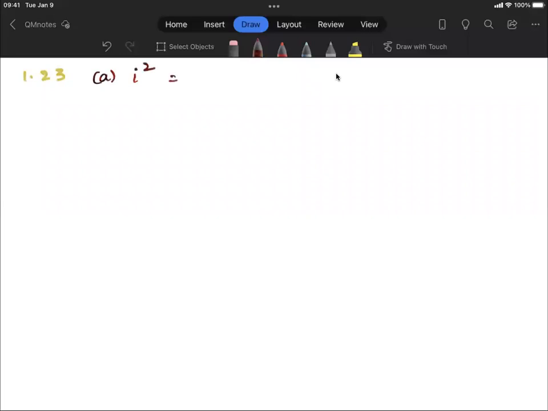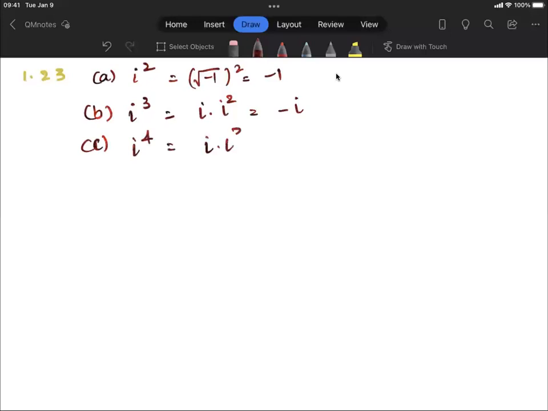i squared is just -1. B is i cubed. So I can write it as i times i squared, and I know i squared is -1, so i cubed is nothing but -i. C is i to the power 4, so I can write it as i times i cubed, which is i times -i, which is -i squared, which is negative of -1, which is just 1. So i to the power 4 is just 1.